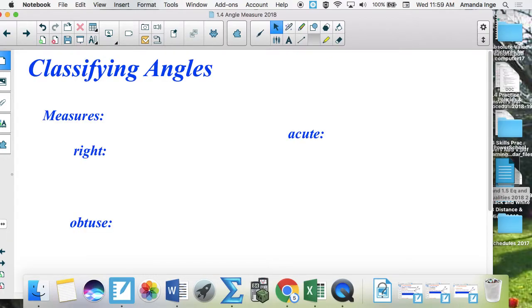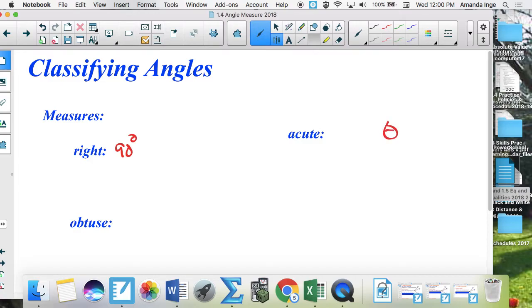So now let's talk about classifying angles. We can classify angles based on their sides and on their angles. A right angle, what do you think it means? 90 degrees. An angle is a right angle if it's 90 degrees. Correct. Acute: less than 90 degrees, larger than 0.